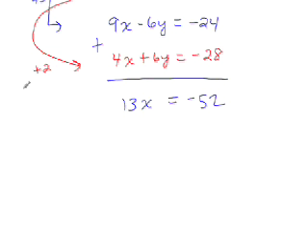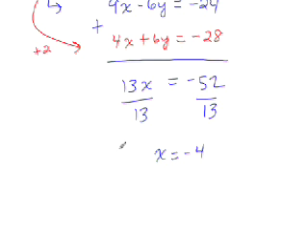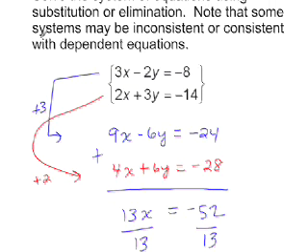We will solve that equation for x, divide both sides by a positive 13, and x is equal to negative 4. So we found the x-coordinate of our point of intersection, or our solution. We'll now find the corresponding y value. We're going to take the x value of negative 4 and substitute it in for x in one of the two equations. It does not matter which one you choose.